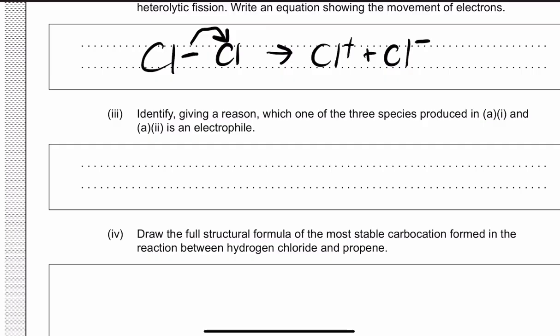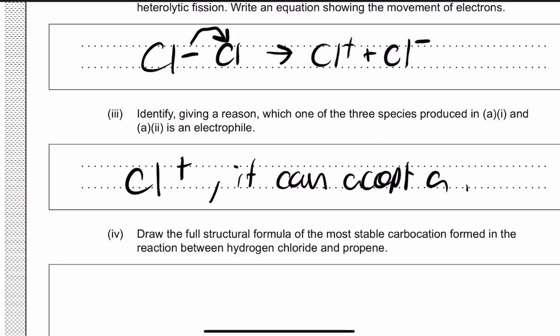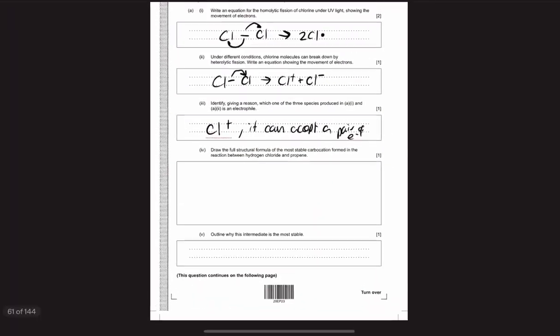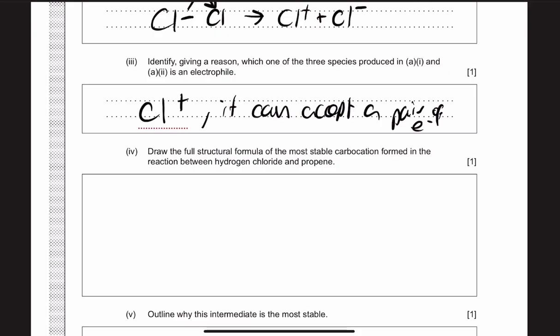Identify, giving a reason, which one of these three species is an electrophile. Well, we know an electrophile is going to be Cl plus. Why? Because it can accept a pair of electrons to form a new bond, right? So it can accept a pair. We know electrophiles generally, they do accept pairs of electrons.